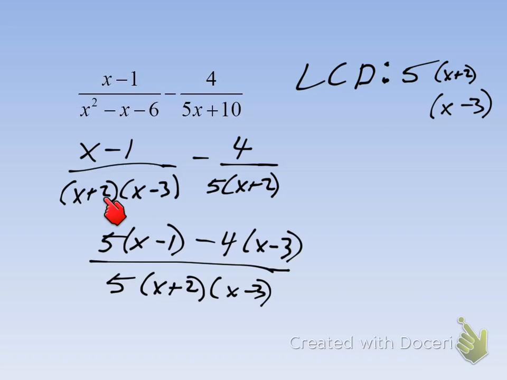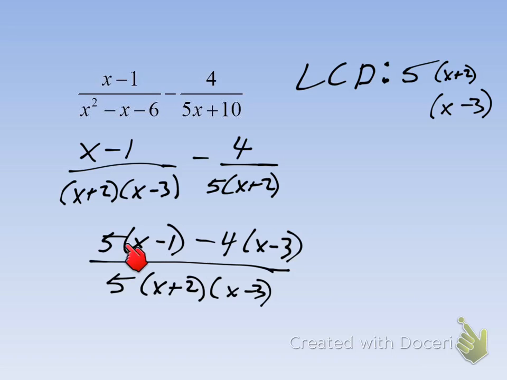So you build up these denominators to be whatever your LCD is, which in this case is 5 times x plus 2 times x minus 3. This fraction is missing a 5, so we multiply top and bottom by 5, which is right here. This one's missing the x minus 3, so we multiply it by x minus 3 with this 4 here. Put it underneath your LCD, or over top of your LCD.